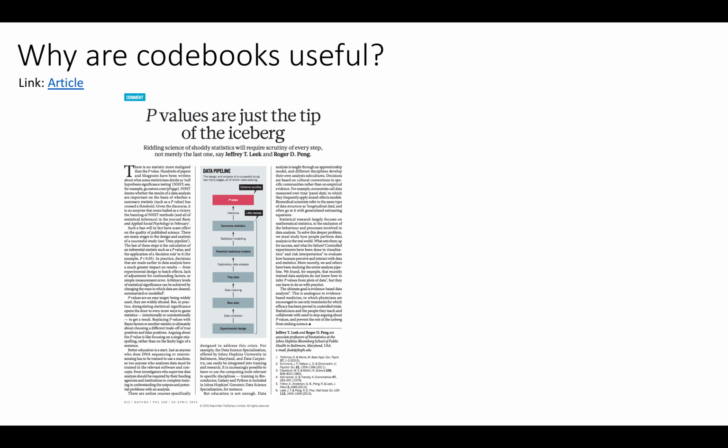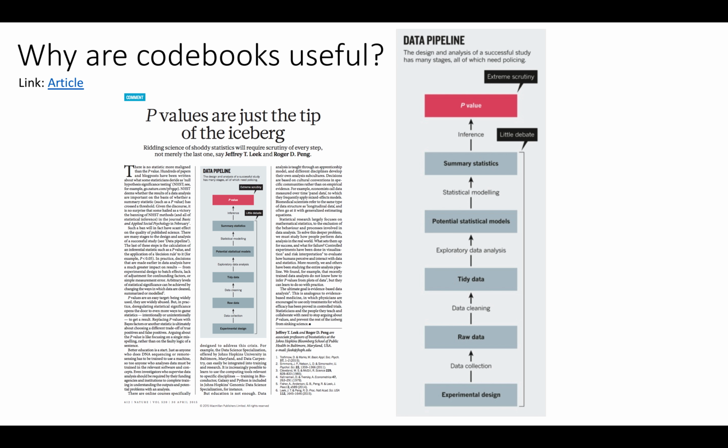So let's talk about why code books, data summaries, are useful. This article is from Jeff Leek and Roger Peng in Nature, and it talks about how p-values are just the tip of the iceberg. And zooming in, it describes a data pipeline where p-values receive extreme scrutiny, and everything before you get to that p-value has little debate. And they argue that obviously this isn't an appropriate way to do statistical analysis.